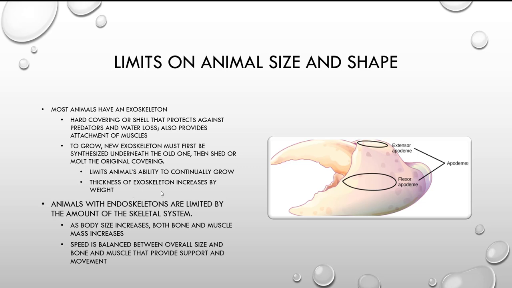Animals like us, we have endoskeletons, so we have our skeletal system. And so that allows us to grow continuously, so that's a pro. As our body increases, both our bone and muscle mass increase along with us. However, speed is balanced between the overall size and the bone and muscle that provide support for movement. So if we are very muscular and very heavy due to big bones and big muscles and things like that, it might affect our speed.